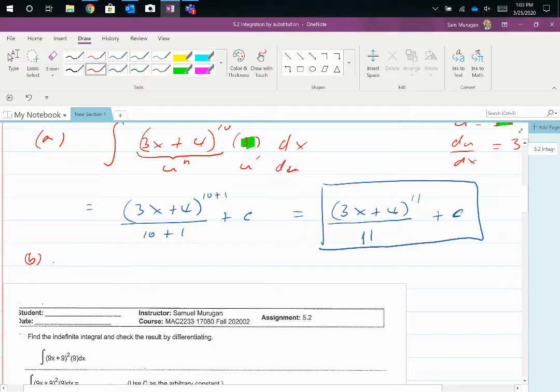An example for B is the integral of e to the power x squared times 2x dx, and this would simply be equal to e to the power x squared plus c, because this part is already e to the power u, and 2x is already u prime.